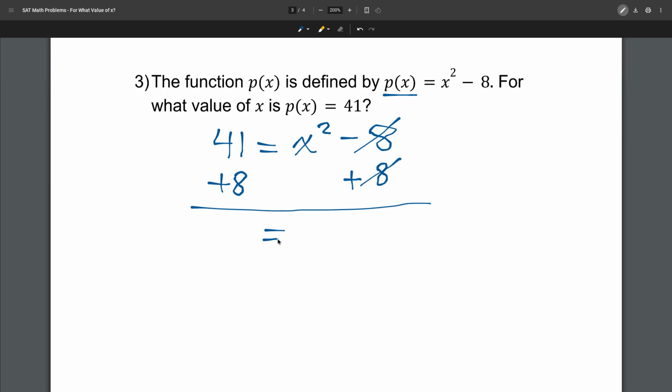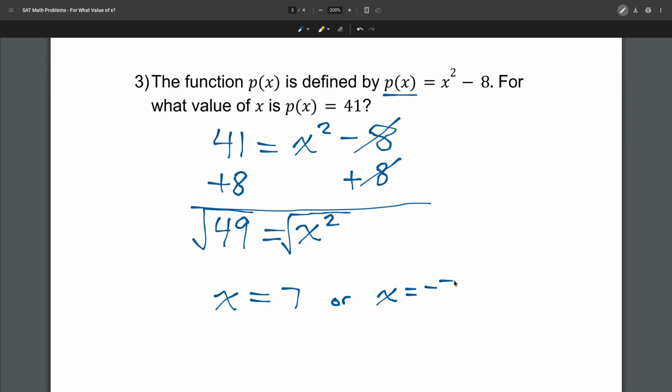All right, so we get x squared plus 0, which is just x squared here. 41 plus 8 is going to be 49. We're going to take the square root of both sides because I want the square root of x squared. I want x. So x could be 7, because 7 times 7 is 49. Or x could be negative 7, because negative 7 times negative 7 is also 49. All right, let's try one more.